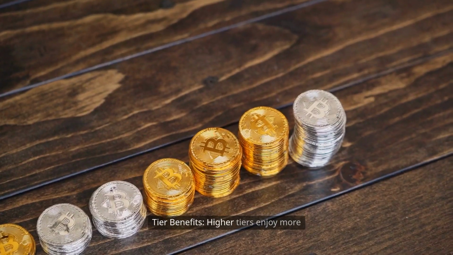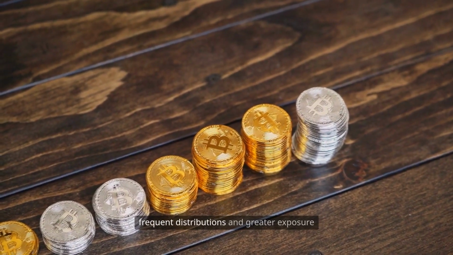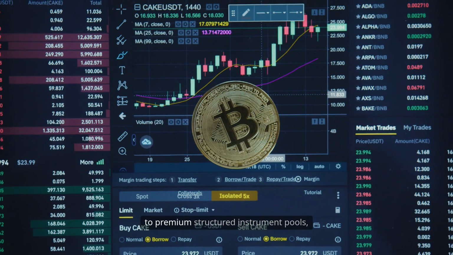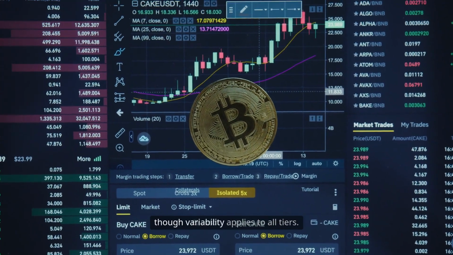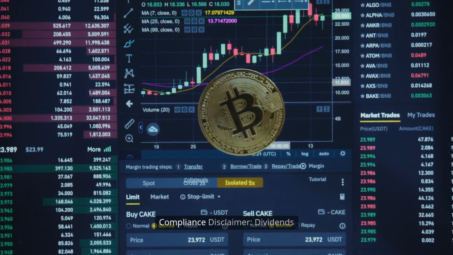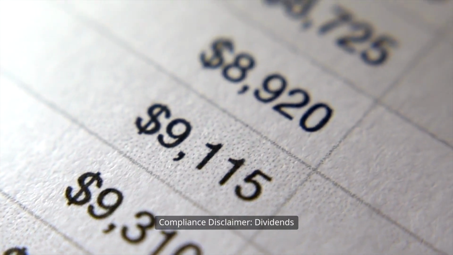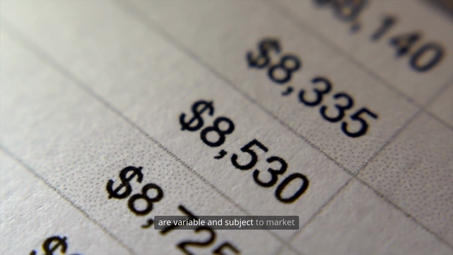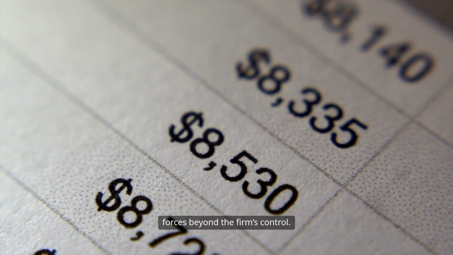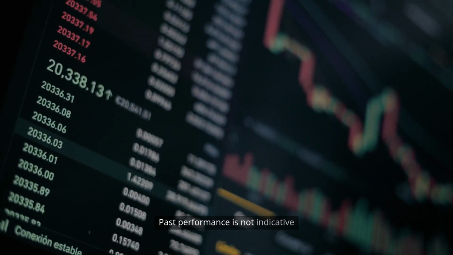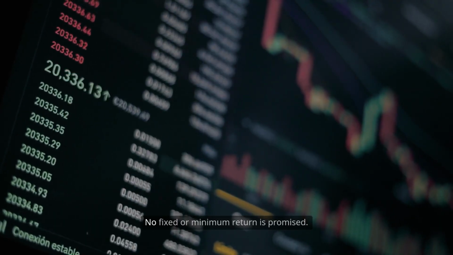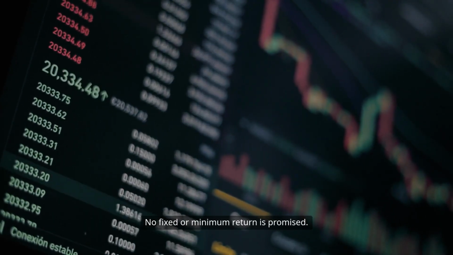Tier benefits. Higher tiers enjoy more frequent distributions and greater exposure to premium structured instrument pools, though variability applies to all tiers. Compliance disclaimer. Dividends are variable and subject to market forces beyond the firm's control. Past performance is not indicative of future results. No fixed or minimum return is promised.